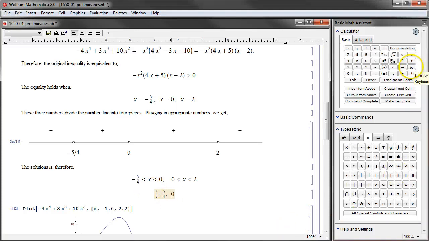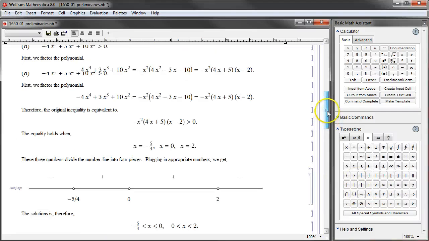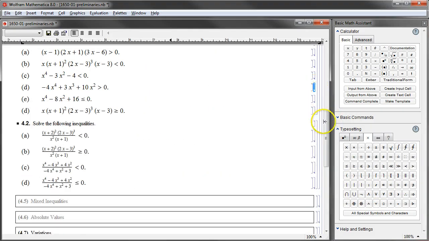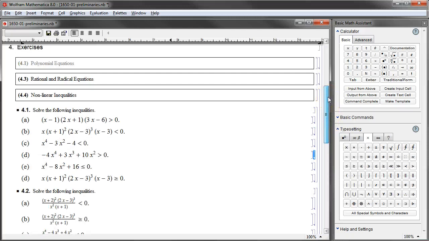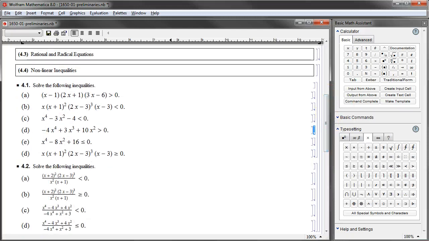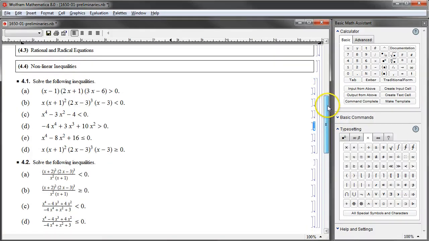Infinity, 0, union, 0 to 2, kind of like that. Okay, getting warmer. Let's move on to rational inequalities this time. Excuse me, no, before that, let's talk about semi-inequality.